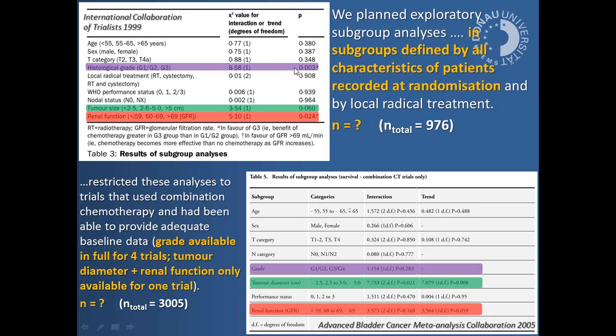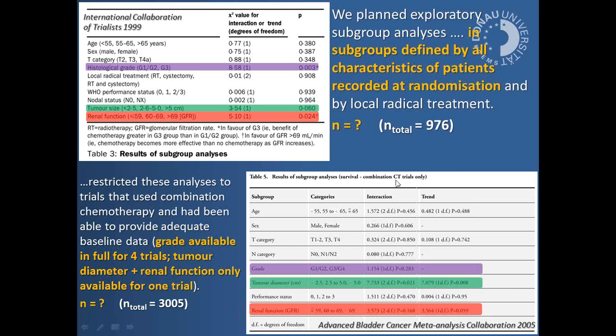In this case, we see that, for example, in patients with a higher grade of tumor the therapy is more effective. And also for renal function, we see a significant effect. Interpreting this data, this would mean that the better the renal function is, the better the chemotherapy works. For the tumor size, for example, the bigger the tumor, the chemotherapy is not more effective.